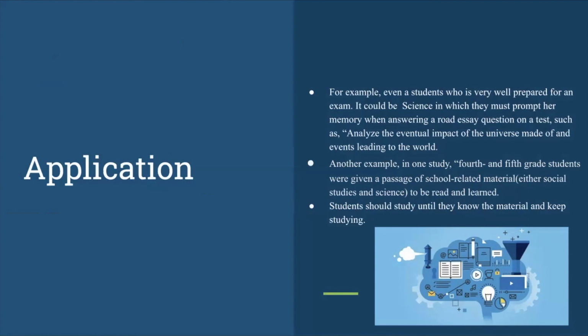Another example would be fourth grade or fifth grade students who were given a passage of school related material, either social studies or science, to be read and learned. Lastly, students should study and know the material well and keep studying. However, all students were told that they should study so that they will know the material very well.